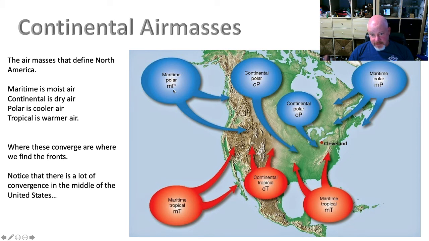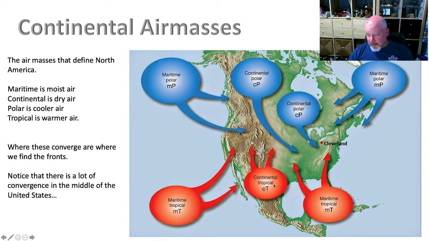Polar means that it's coming from the poles. So we're generally getting these colder air masses moving down. So we either have maritime polar, which means cold and moist, or continental polar, cold and dry. Maritime tropical, now, tropical means warm air, so this would be warm, moist air. A lot of times, particularly during the summer, we're getting maritime tropical air coming into Washington. During the wintertime, we get more maritime polar coming into Washington.